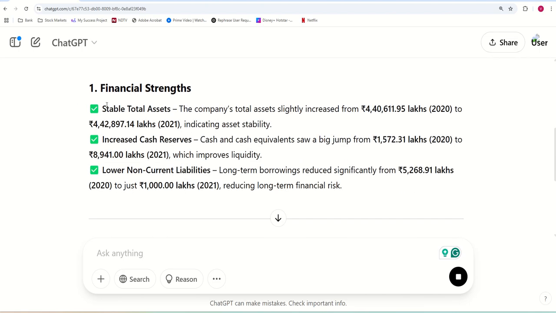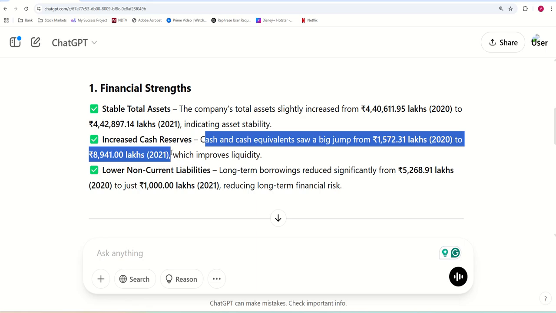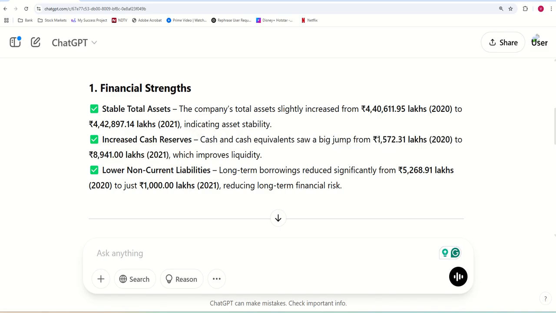Okay, what are the strengths? It has some assets and cash reserves. Cash reserves saw a big jump. Okay, why is this a financial strength? As an experienced investor, you must question why it jumped from 15 crore to almost 90 crores. Where did that extra cash come from? Investing is basically this kind of investigation before you put your money into a company.